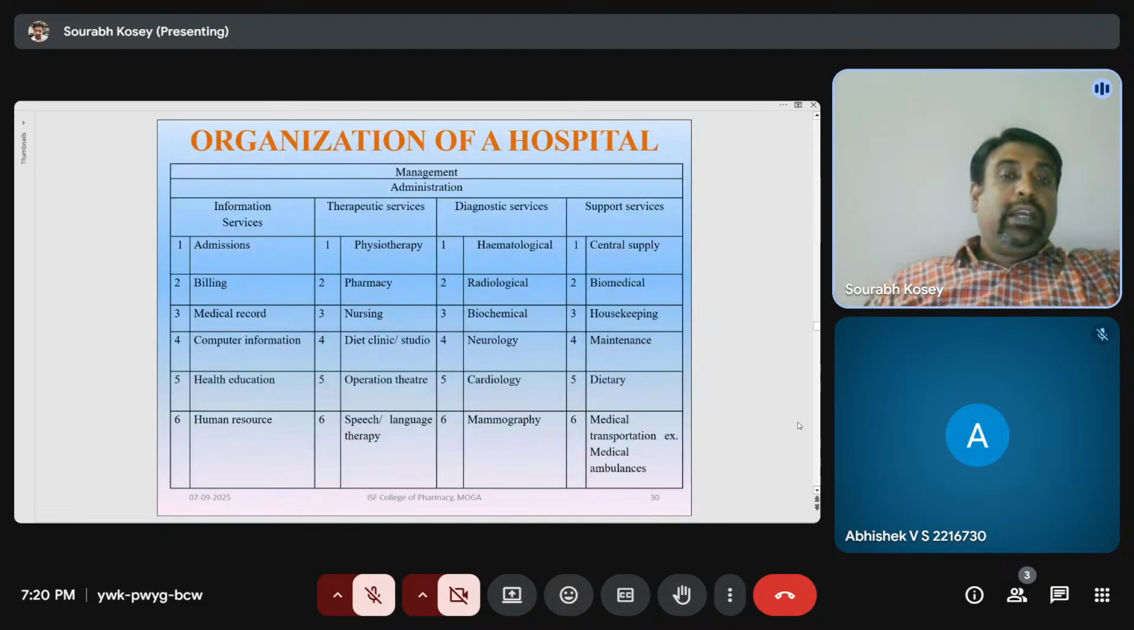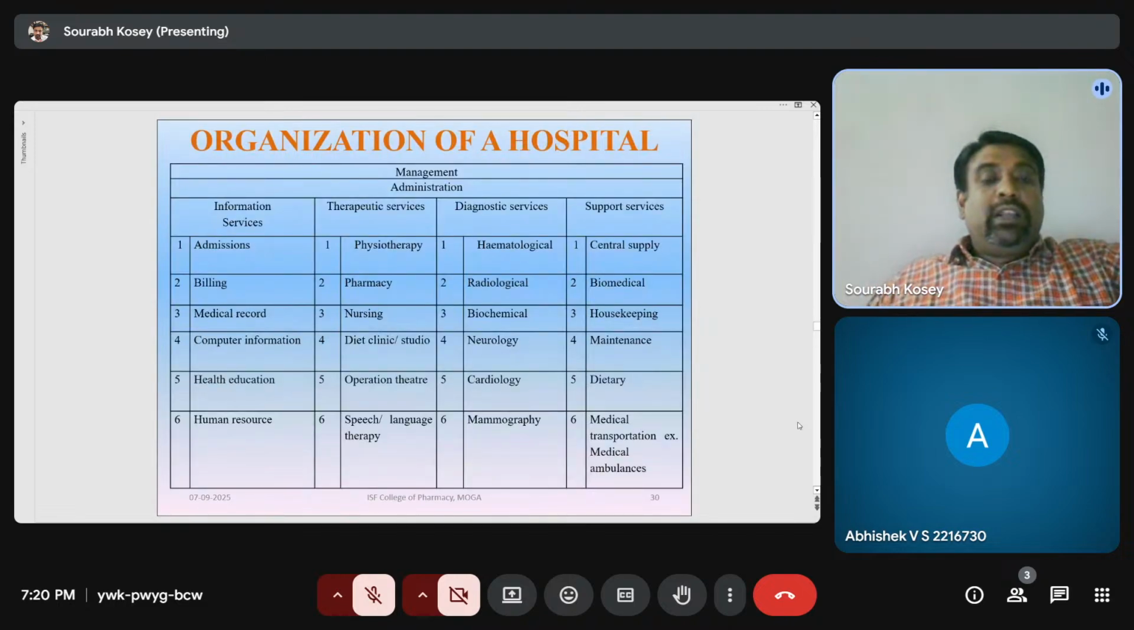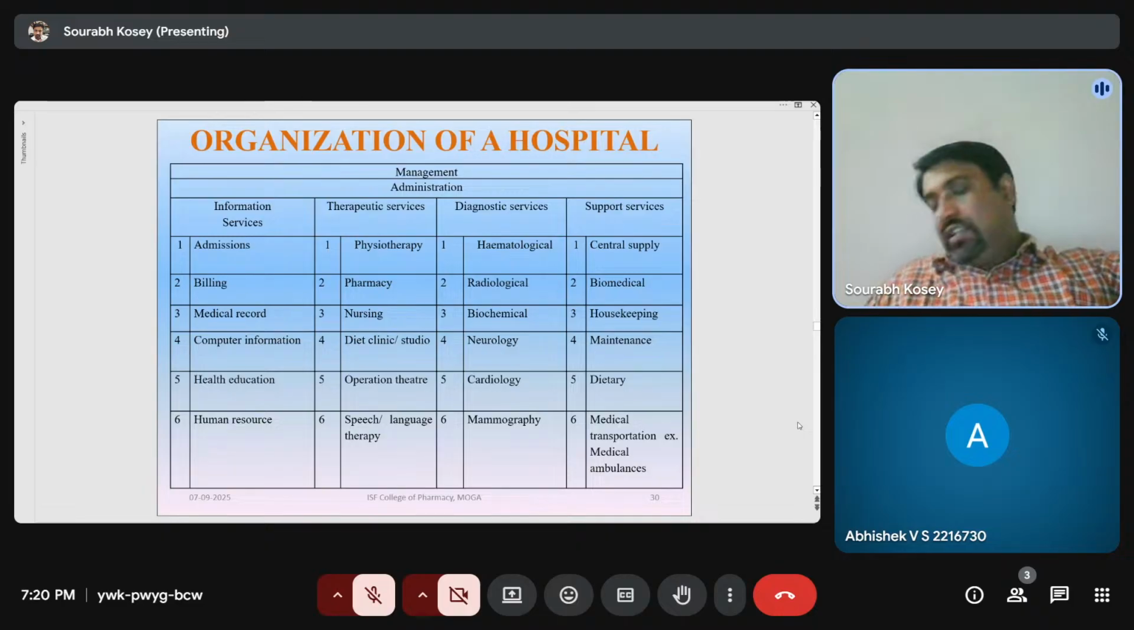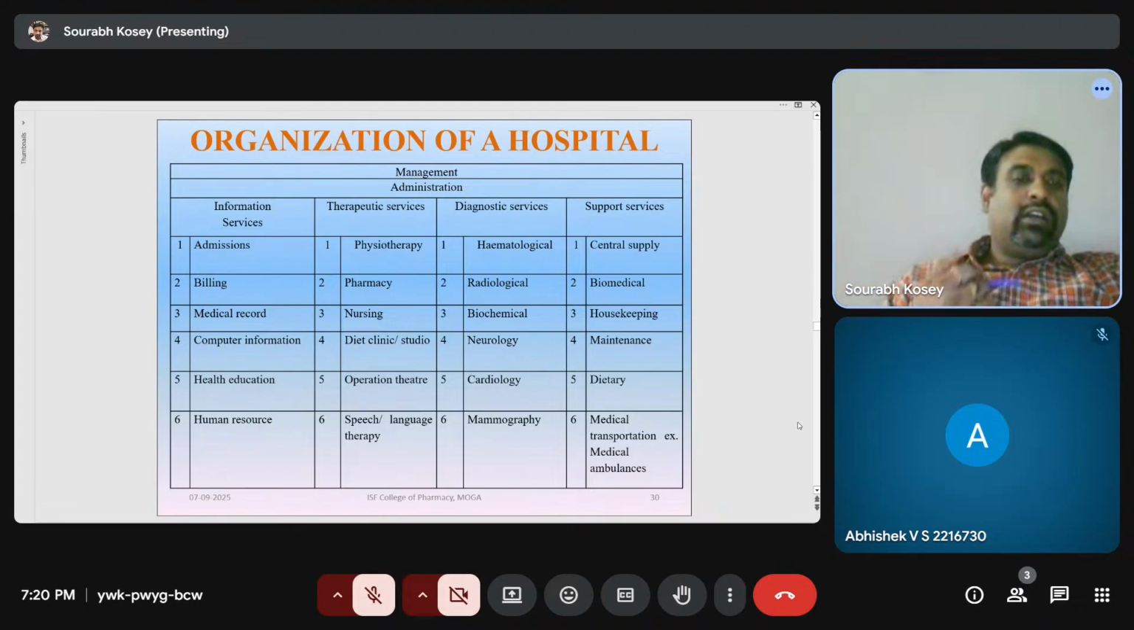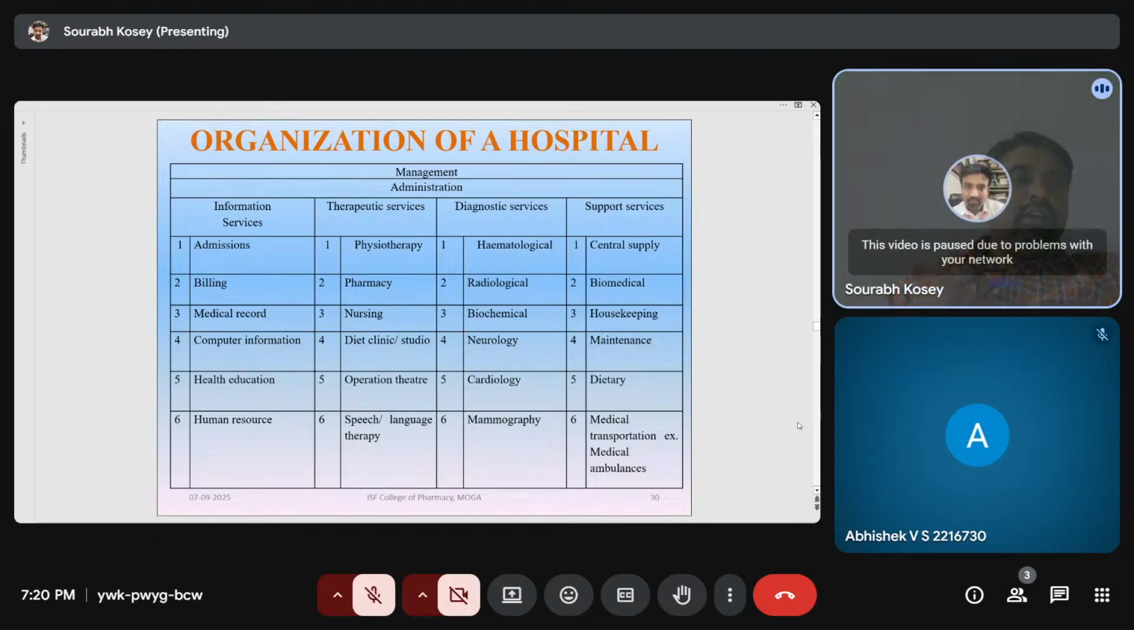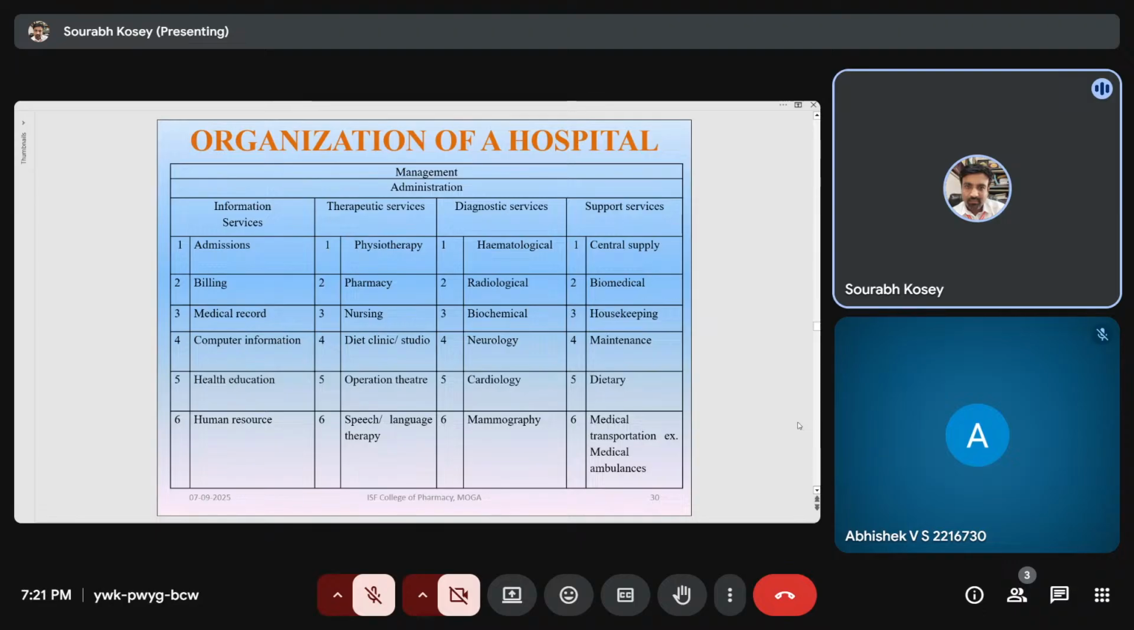So typically, in the organization of the hospital, you have to give the information services, the diagnostic services, and particularly the supportive services. You have to give admission, billing, medical record, computer information, OPD and IPD sections, and the human resource section, where you go for physiotherapy, diet therapy, balloon therapy, radiotherapy, chemotherapy, operation, minor and major surgery, and the diet clinic.